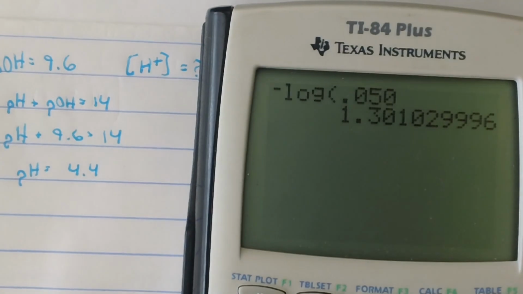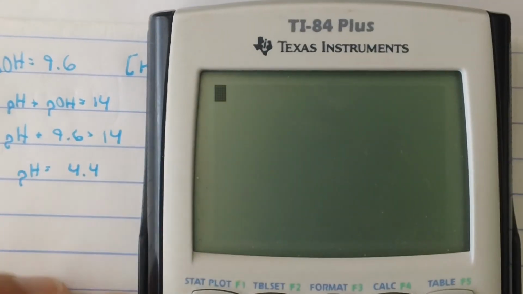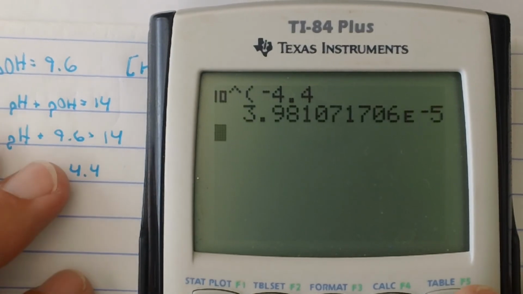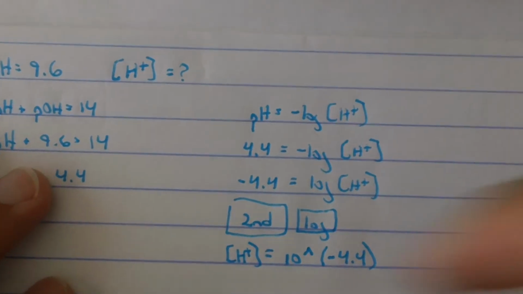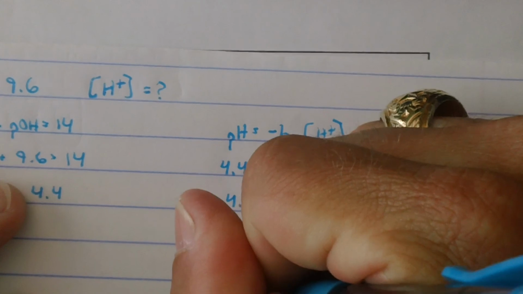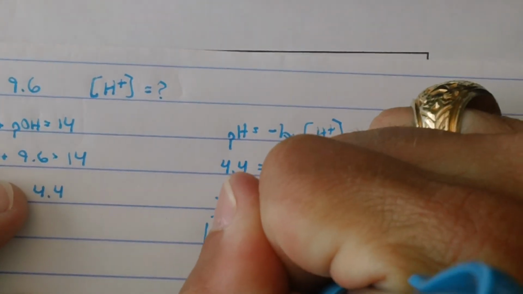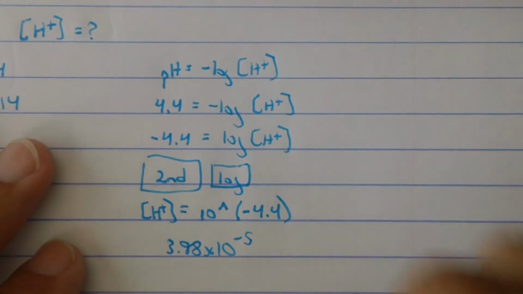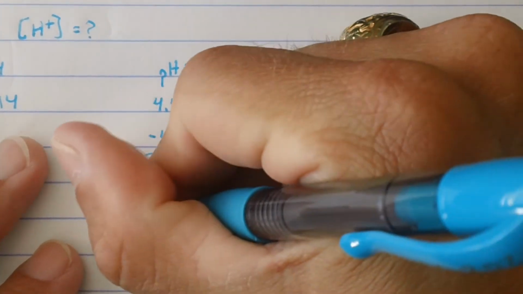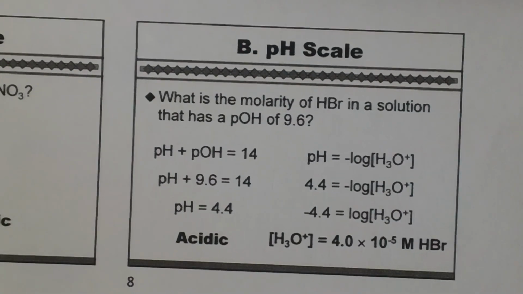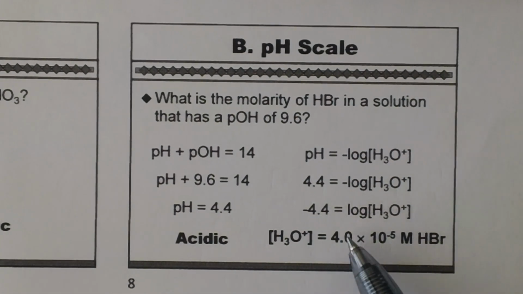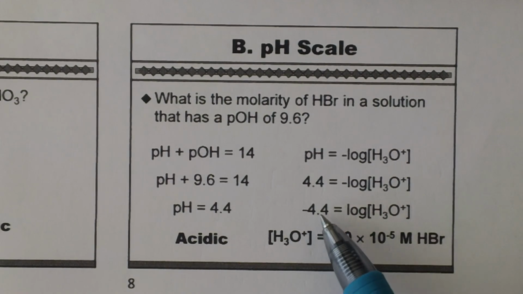And so, it looks like this on the screen. Second log gives you 10 raised to the negative 4.4, and you should get 3.98 times 10 to the negative 5th. That should be our answer. And so that's our hydrogen ion concentration. There's a snapshot of it, so you can see what they did there. How do you get from here to here? Second button, then log button of a negative 4.4. See ya.